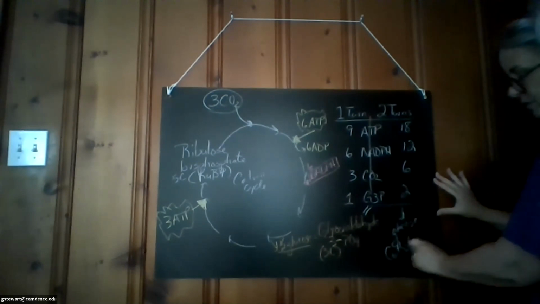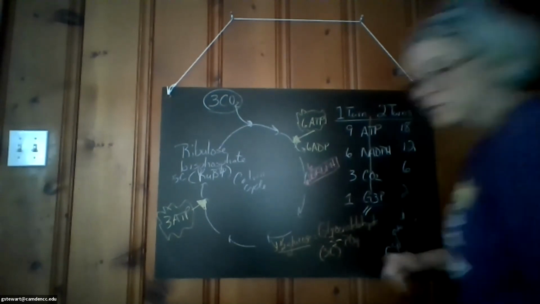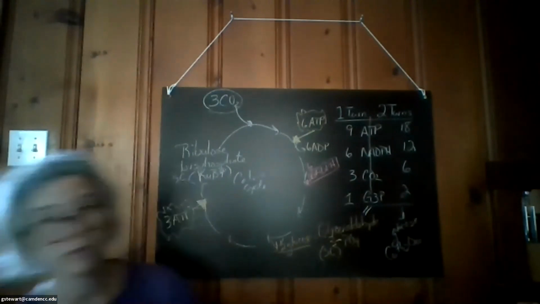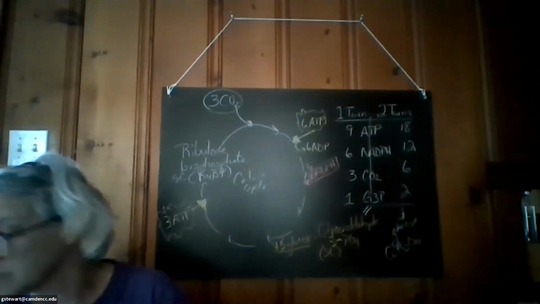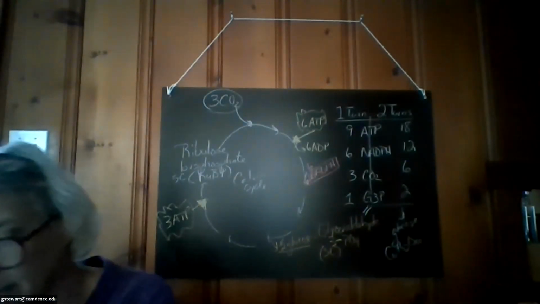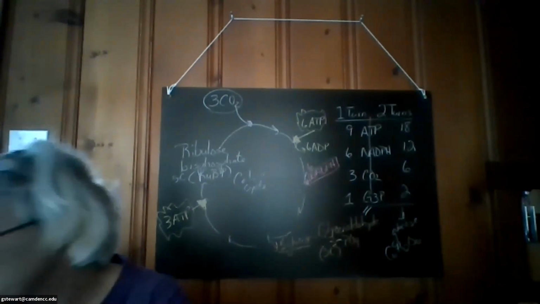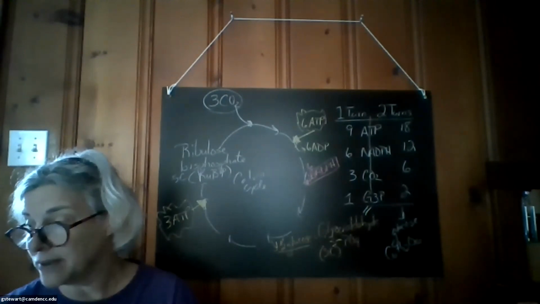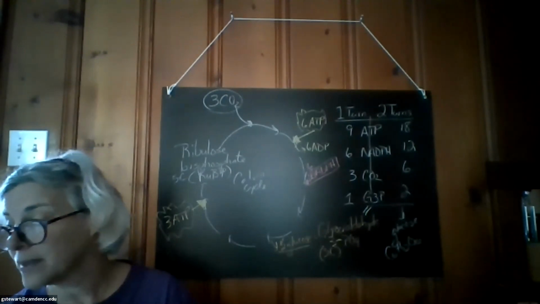C6H12O6. And I would remind you that this portion, the Calvin cycle, takes place in the stroma. Okay. And that is where we are going to end chapter 10.